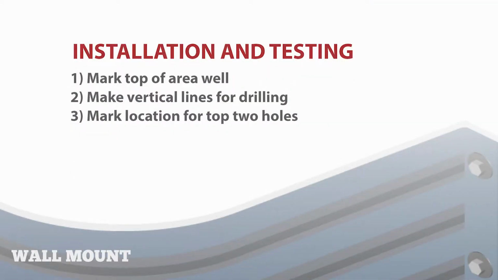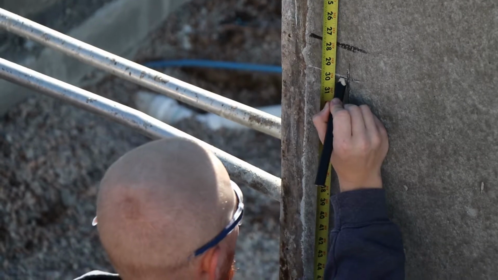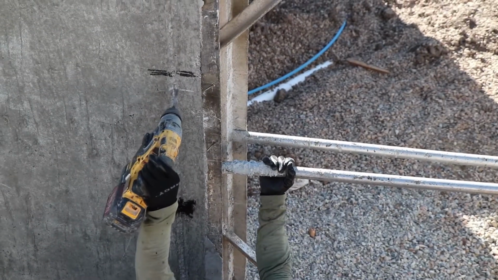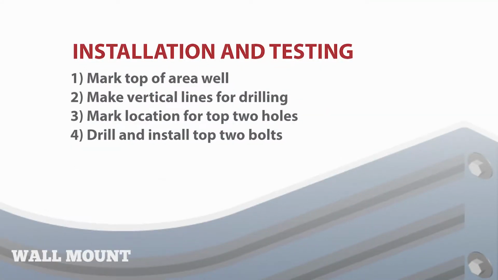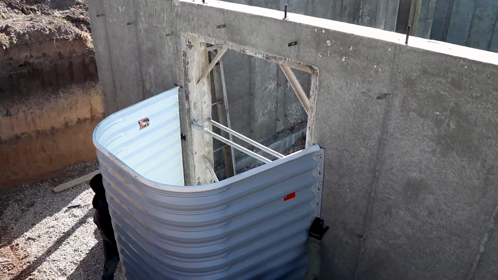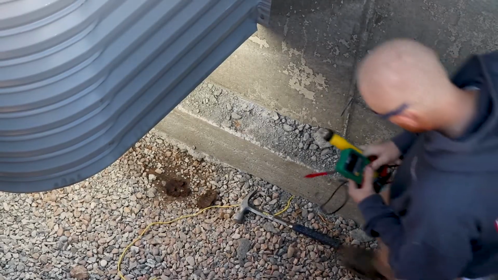Mark where to drill the top 2 holes. Make a line 2 inches down from the marks, showing the top of the area well. This is where you will drill the holes for the top 2 attachment bolts. Drill and install the top 2 attachment bolts. Hang the area well and test for continuity. Hang the area well on the top 2 bolts and put on large washers and nuts. Test the area well for continuity.